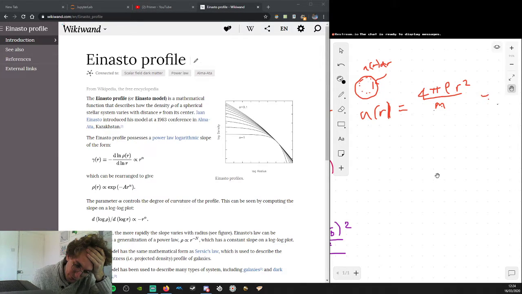So, let's stick all of the 4 pi rho naught over m into n naught, and we get r a squared over... is this all the right units? No, just r times a. That's why. R A over 1 plus R over A all squared.